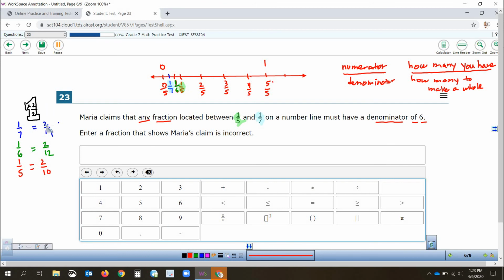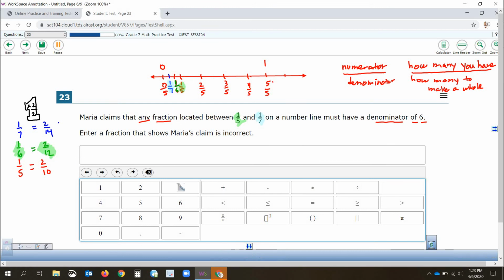So having 2 out of 14 is the same as having 1 out of 7. Having 2 out of 12 is the same as having 1 out of 6. And having 2 out of 10 is the same as having 1 out of 5. Well, guys and girls, what is true about this number? 2/12 is equivalent to 1/6. But where was 1/6? 1/6 was between 1/7 and 1/5.